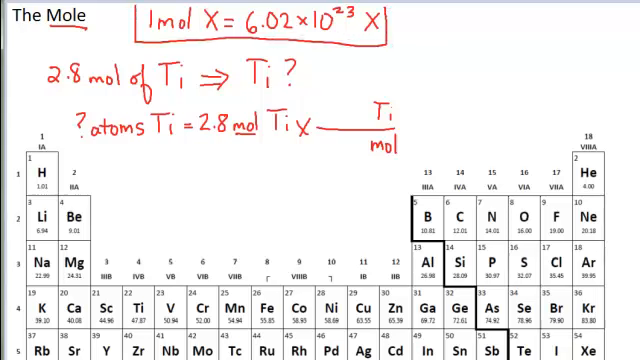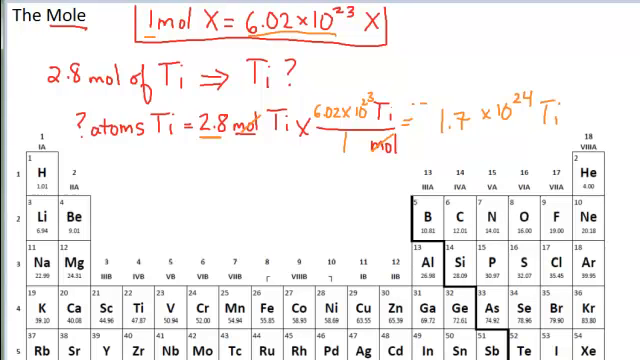You might want to have this handy on a piece of paper. The equivalence is 1 mole of X, so 1 mole of titanium is equal to 6.02 times 10 to the 23rd of the titanium atoms. The unit mole cancels, and all I have left to do is punch it in my calculator. Let me do that real quick. 2.8 times 6.02 times 10 to the 23rd. I'll use my EE button or my EXP button on my calculator. I'll round it to 2 sig figs because of the 2.8, and I end up with 1.7 times 10 to the 24th titanium atoms. And so that would be the answer.